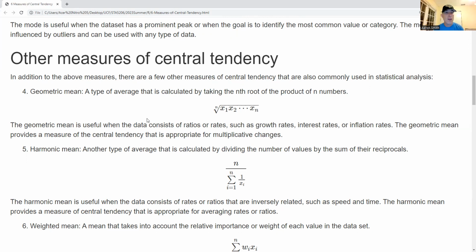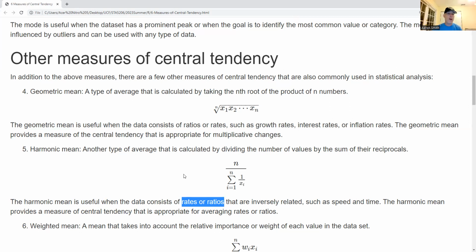Now, the harmonic mean is another average, but it kind of flips things on its head. We take the reciprocal of all of our data, add all those reciprocals up, then divide the number of observations by the sum of the reciprocals. Kind of a crazy formula here. The harmonic mean is useful when the data consists of rates or ratios that are inversely related, such as speed and time.